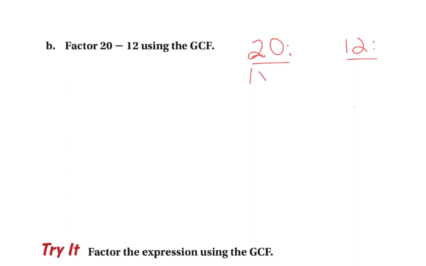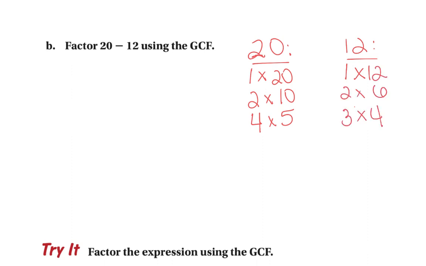For 20, we have 1 times 20, 2 times 10, 3 does not go into 20. Let's try 4. 4 times 5, and that's it. We get 4, then we're on to 5, and that's all the factors. For 12, we have 1 times 12, 2 times 6, 3 times 4, and that's all the factors of 12. Now the greatest common factor, the biggest number that is a factor of both of these, is 4. So the greatest common factor is 4.